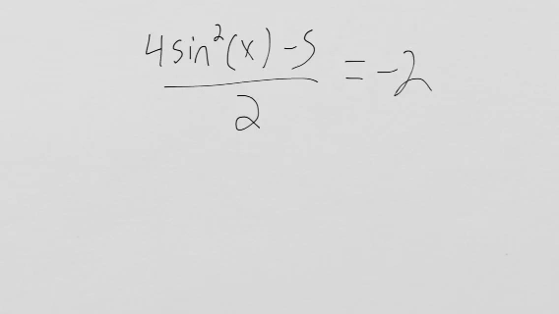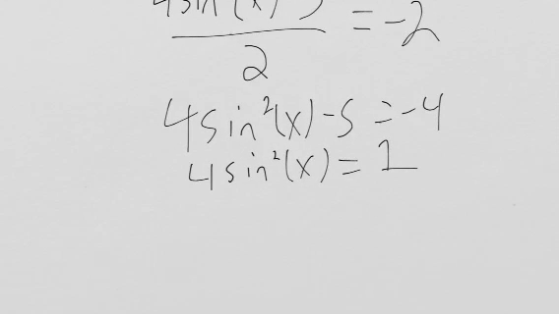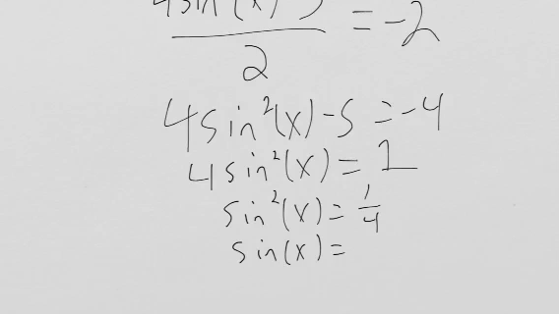Next, we're going to multiply by 2, get 4 sine squared x minus 5 equals -4. Add 5 to both sides, and -4 plus 5 is 1. Sine squared x equals 1/4. Sine of x equals plus or minus the square root of 1/4, which is plus or minus 1/2.